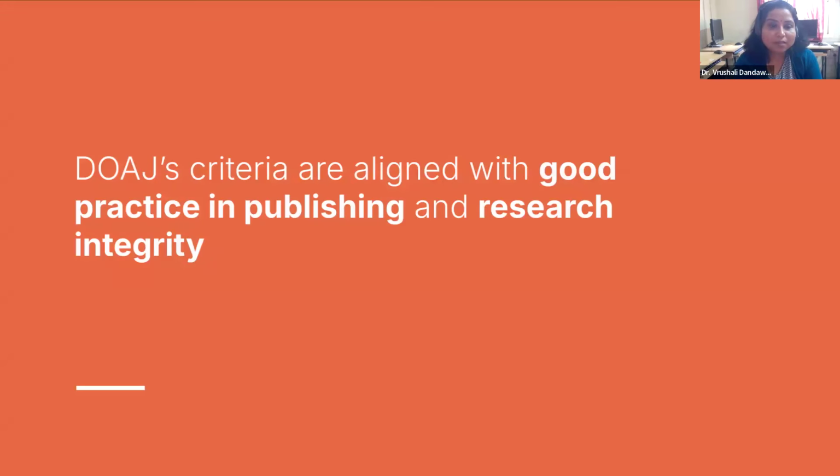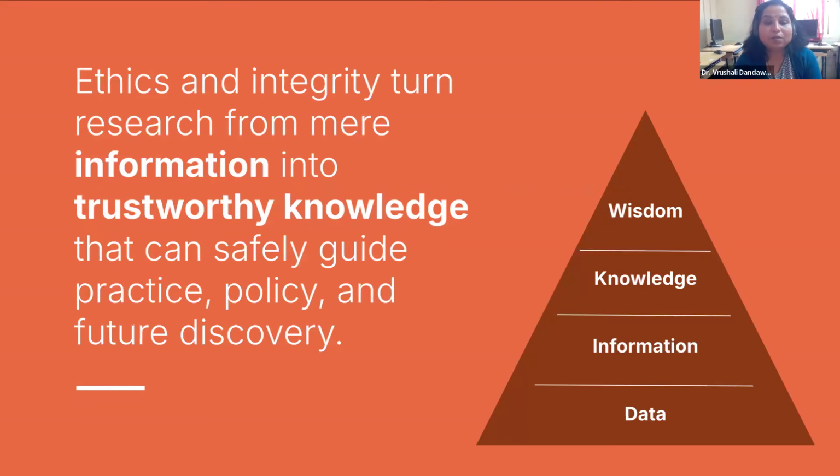As all criteria have been mentioned, DOAJ follows all the criteria with good practice in publishing and research integrity. Ethics and integrity turn research from transformation into trustworthy knowledge, which can safely guide practice, policy, and future discovery. When we follow all the practices, I appeal to all: publish in open access, publish in DOAJ journals, and those who are publishers or editors here, you can apply to DOAJ if you have an open access journal. And I think I'm done.